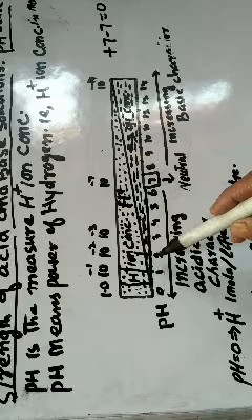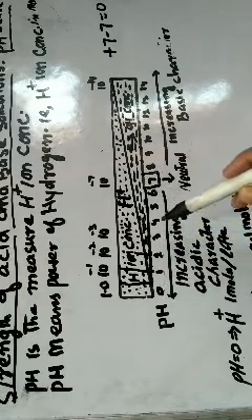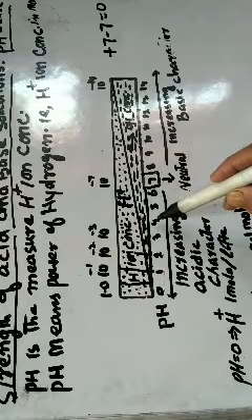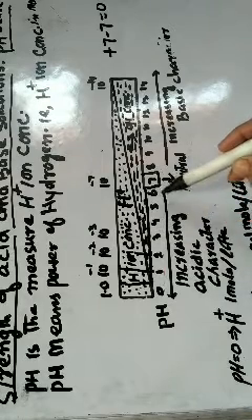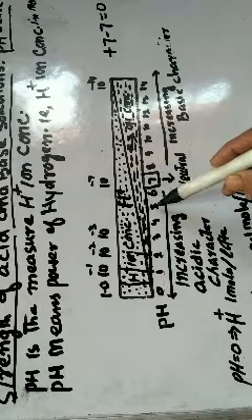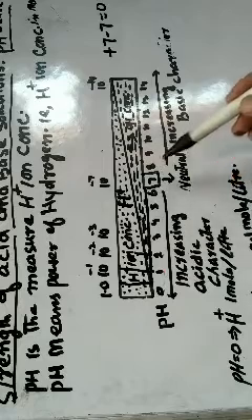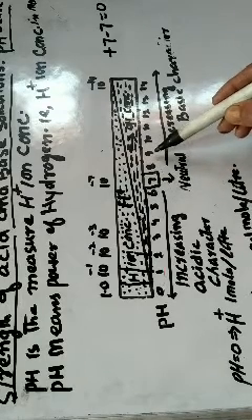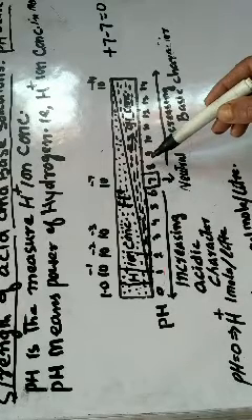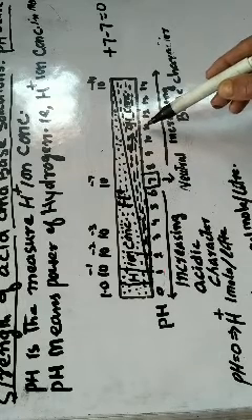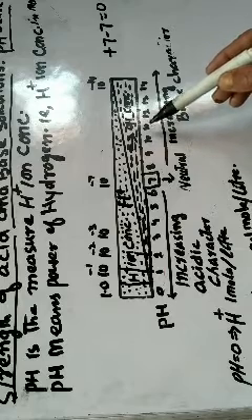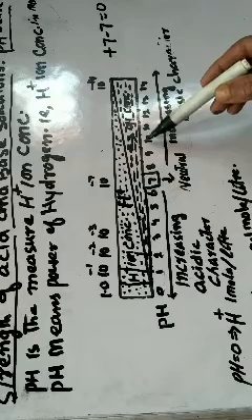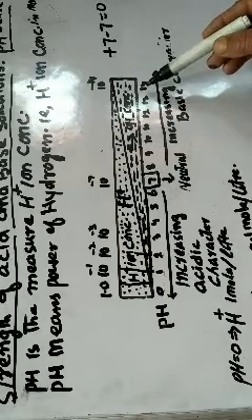pH 0 to 2 means highly acidic or strong acids. pH 3 to 4 means moderate acids with moderate strength, and pH 5 to 6 means acids with weak strength or weak acids. pH 7, already mentioned, means neutral. pH 8 to 9 means weak bases. pH 10 to 11 shows moderate bases or bases with moderate strength, and pH 12 to 14 means bases with high strength or higher concentration, strong bases.